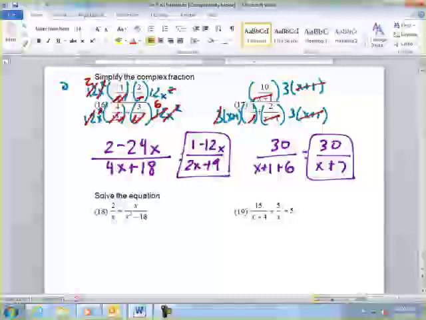Solving equations. The first one is a proportion. It is 1 fraction equals 1 fraction. So a proportion can be solved by cross multiplying. You could also find a least common denominator and multiply the whole thing by that. But sometimes that ends up in bigger powers of x, like cubic equations.